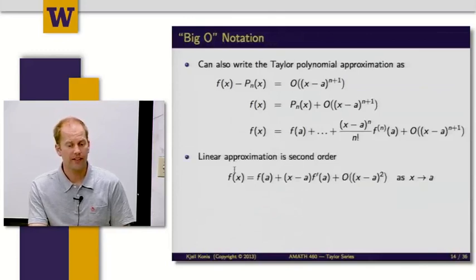And what this allows us to say is, for instance, for the linear approximation, here's my Taylor polynomial of order 1. I have a constant part of the approximation, and then I have the linear part of the approximation. And then what's left over is big O of x minus a squared.